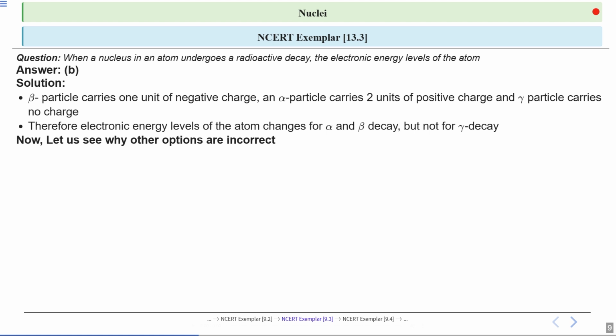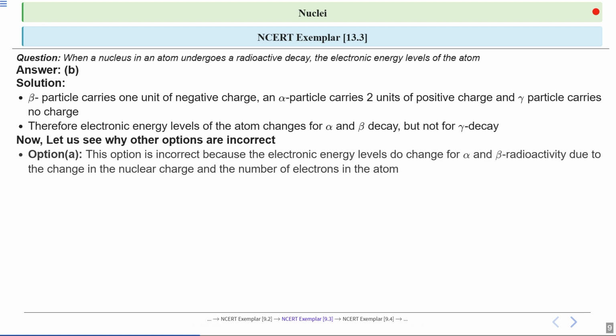Now, let us see why the other options are incorrect. When a nucleus decays by emitting an alpha or beta particle, it changes the atom's nuclear charge. For alpha and beta decay, this alters the electronic energy levels. Gamma decay doesn't affect charge, so the energy level stays the same. So option A is incorrect because the electronic energy levels do change for alpha and beta radioactivity due to the change in the nuclear charge and the number of electrons in the atom.